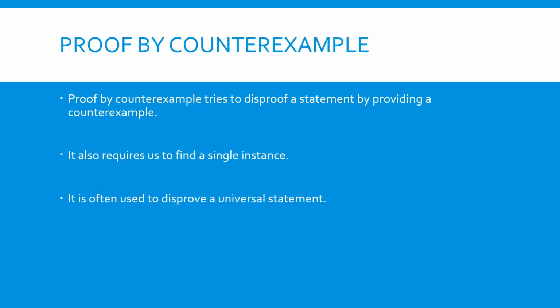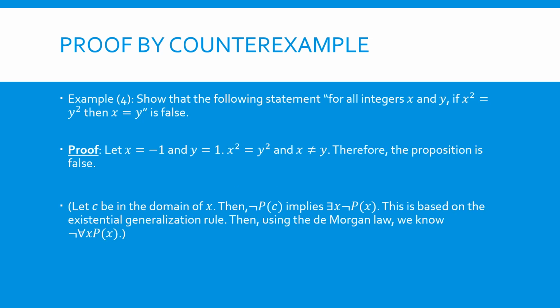The fourth proof technique is disproof by counterexample. This technique is similar to proof by example in a way that both need to identify a single element in the domain. However, it is used to disprove a universal statement. For example, show that for all integers x and y, if x squared equals y squared, then x equals y is false.